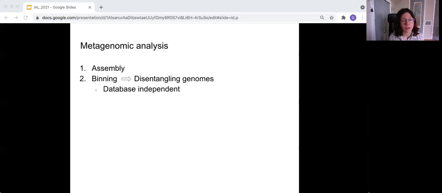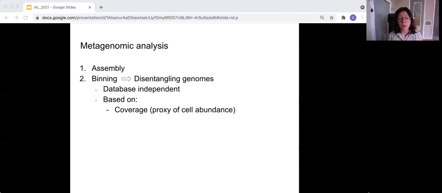We relied on trends and patterns within our data. This included first coverage, which is a proxy of cell abundance. The idea here is that in a sample, a more abundant organism will have more copies of a genome sequenced. And we can use this information to separate low abundance and high abundance genomes.